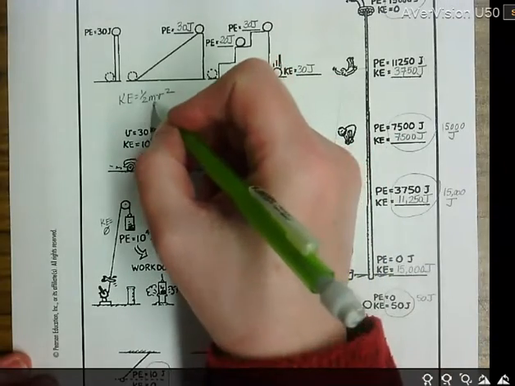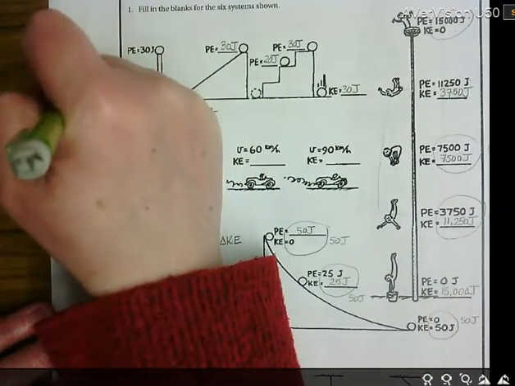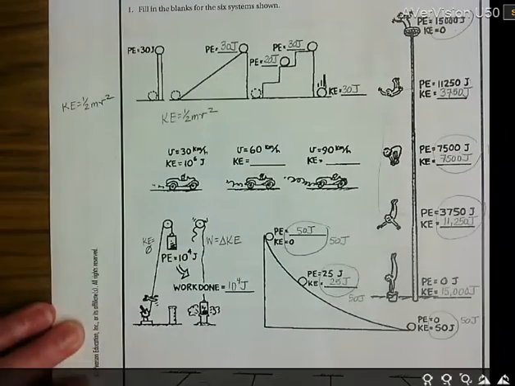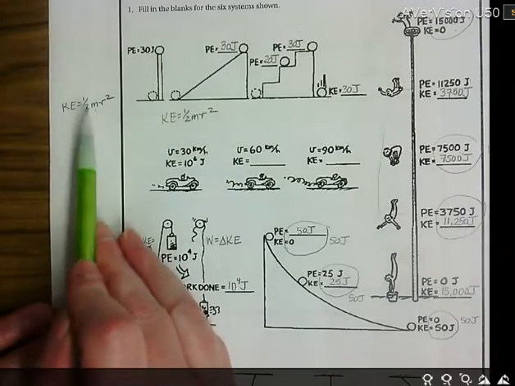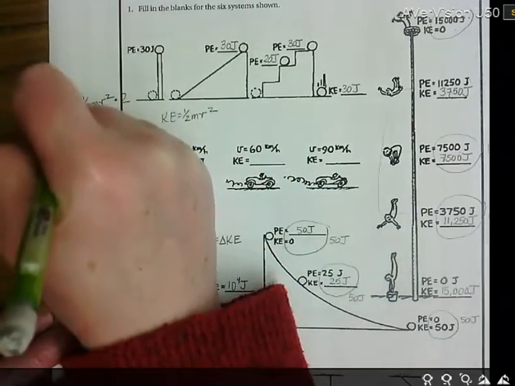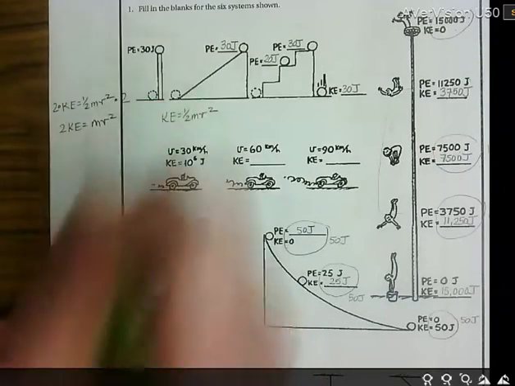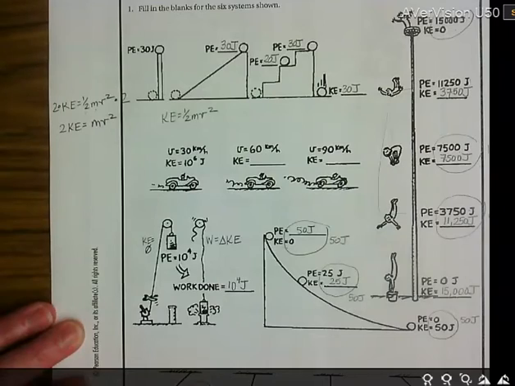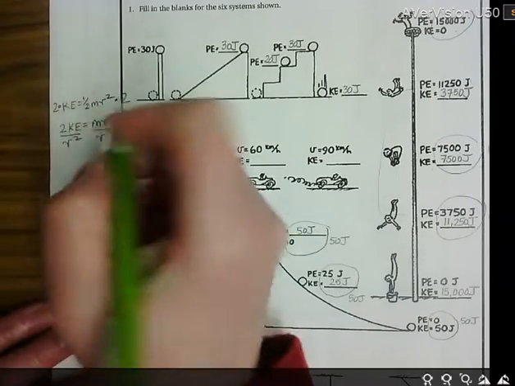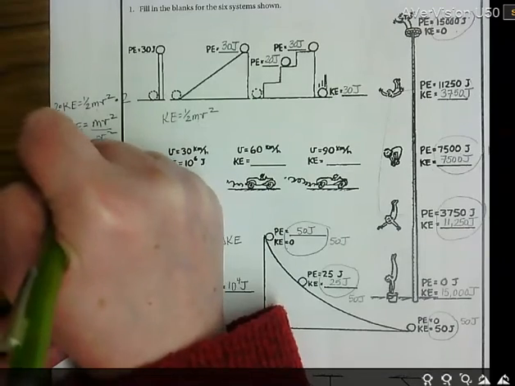So if I want to solve for the mass of this equation, I'm going to do that over here. So KE equals 1/2 mv squared. I need to get mass by itself. So I'm going to get rid of the 2 by multiplying both sides by 2. So now I have 2KE equals mv squared. Now how do I get rid of the v squared? I divide both sides. So m equals 2KE divided by v squared.